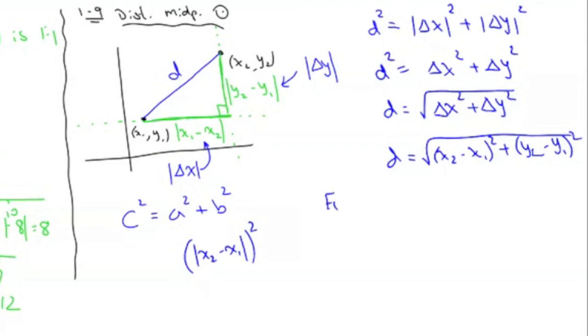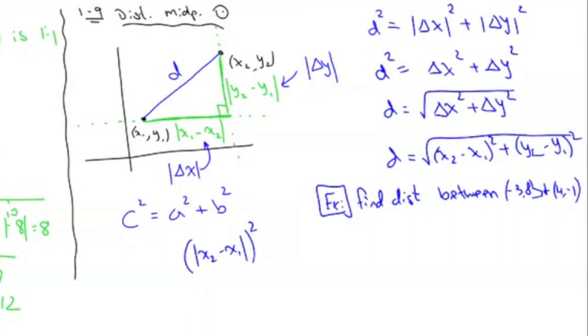So that is the distance. So, for example, find the distance between negative 3, 8, and 4, negative 1.